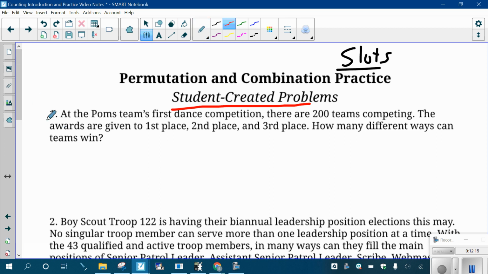Okay, so it says, hey, at the Ponce team's first dance competition, there were 200 teams competing. The awards are given to first place, second place, and third place. How many different ways can teams win?